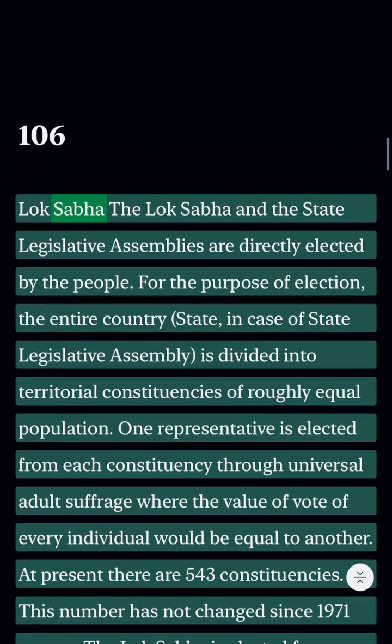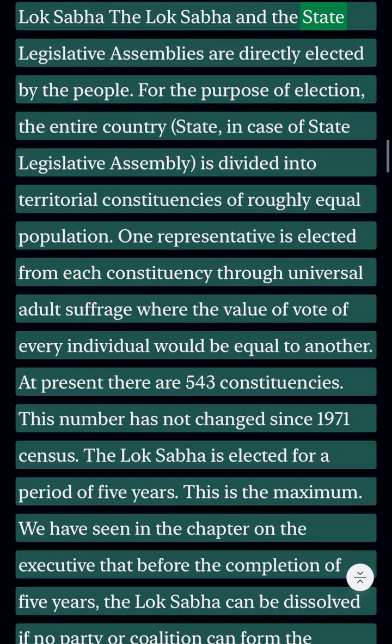Lok Sabha. The Lok Sabha and the state legislative assemblies are directly elected by the people. For the purpose of election, the entire country, or the state in case of a state legislative assembly, is divided into territorial constituencies of roughly equal population. One representative is elected from each constituency through universal adult suffrage, where the value of the vote of every individual would be equal to another. At present, there are 543 constituencies. This number has not changed since the 1971 census.